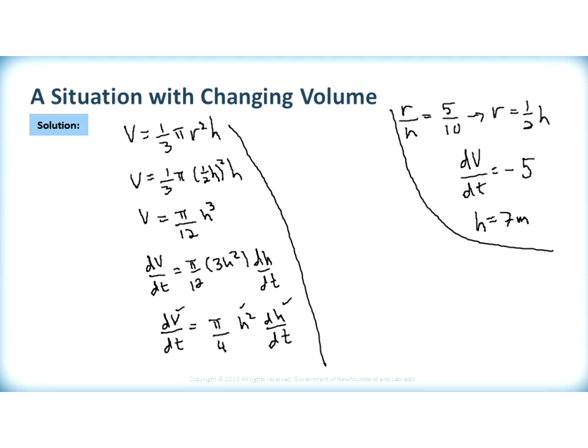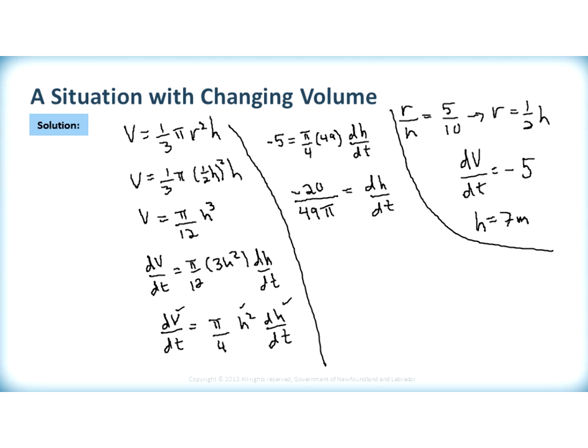All right, so we're going to say dV over dt is -5, and that's going to be equal to pi over 4 times h squared, so 7 squared is 49, times dh over dt, which is the monster that we're looking for. So let's see, -5 divided by pi over 4 is going to be -5 times 4 over pi, so we have -20 over, and then we'll divide by 49 as well, so -20 over 49 pi equals dh over dt. And there it is as an exact value.